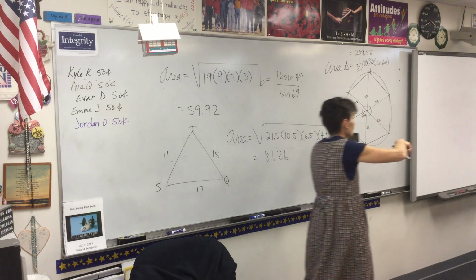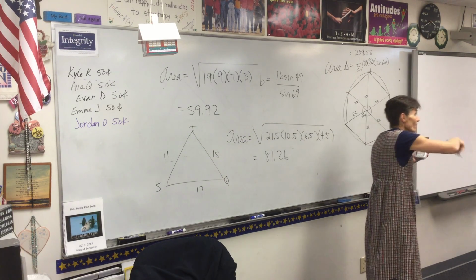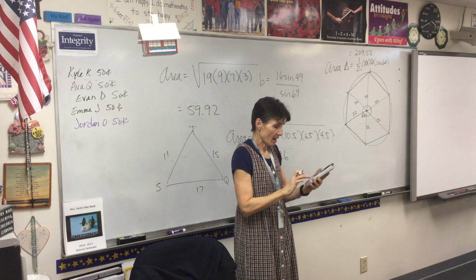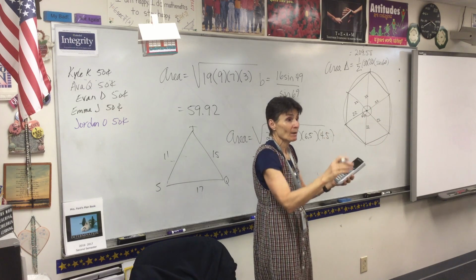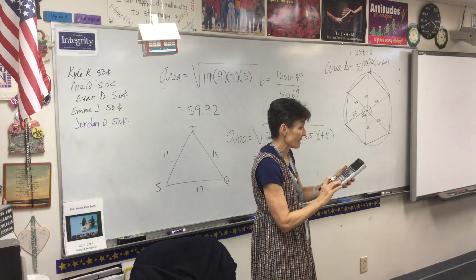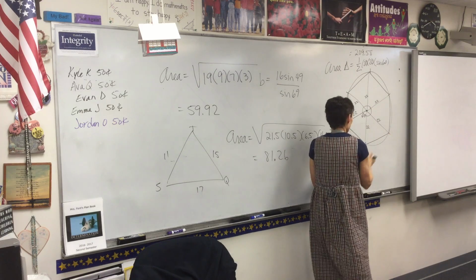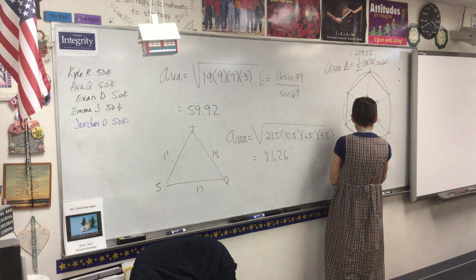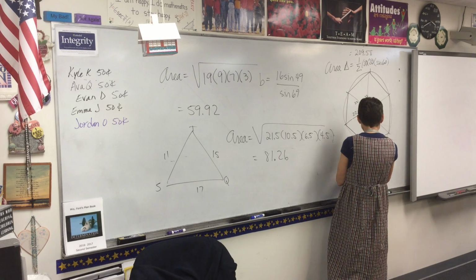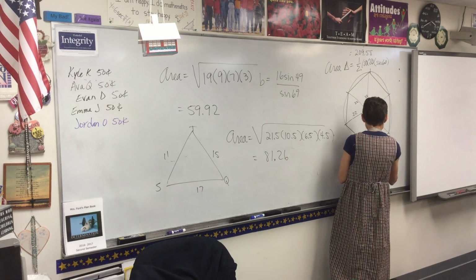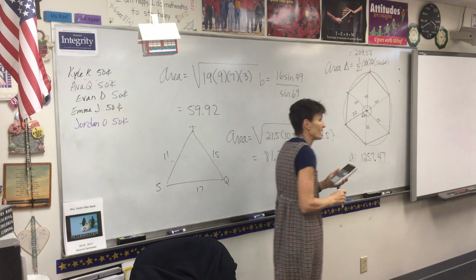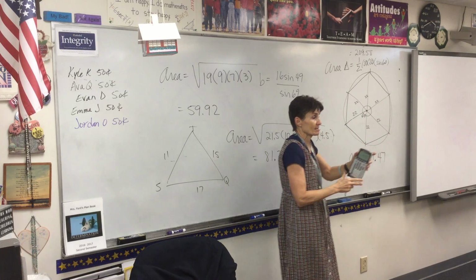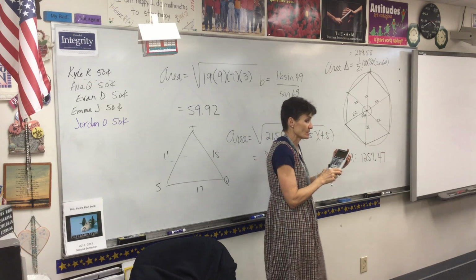Now, is that the answer to the question? No. That's one triangle, and I need times 6. So I'm not even going to round off. I'm just going to hit times 6, and my unrounded answer is 1257.47. That is my unrounded answer. I don't really need to round that one off. Just hit times 6 on your calculator and it will give you the answer.